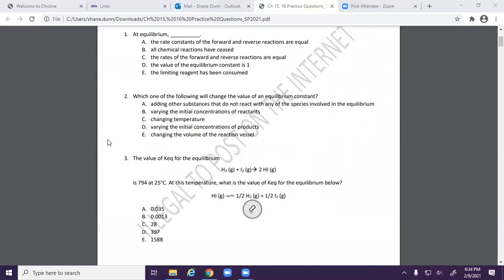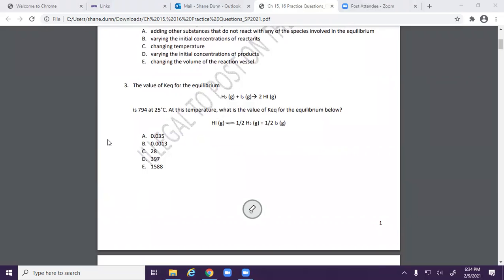Okay, so equilibrium. What is equilibrium? Okay, that's fine, John. That's why I gave the Zoom link.